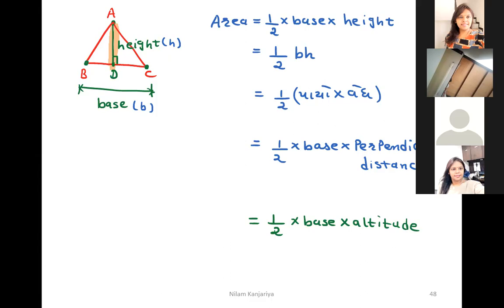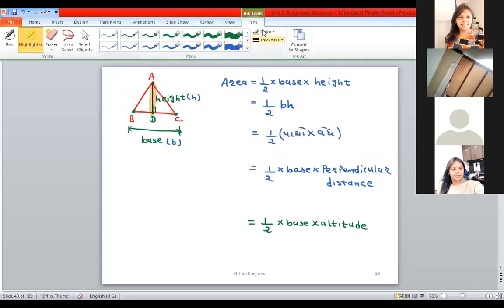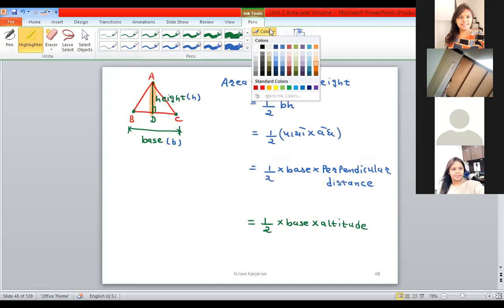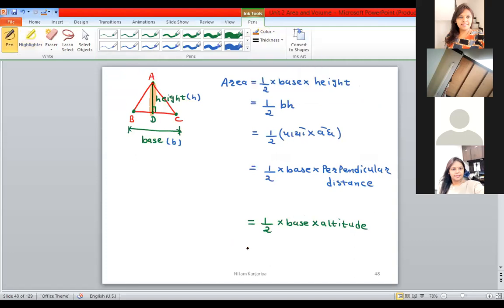If I want to write this equation as a mathematical step, how could I write it? It is written in mathematical steps as 1/2 base, that means BC, and height, that is AD. So these are the mathematical steps.